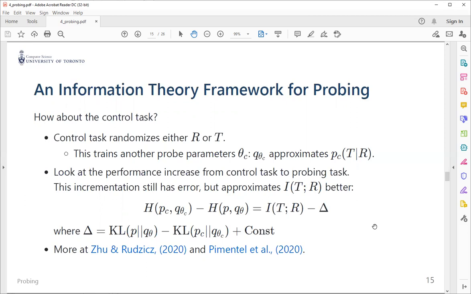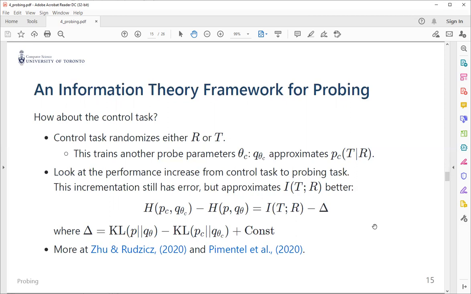We showed that selecting the models, as long as you are doing the control task, whether you are selecting from the random control task or control features, are basically equivalent as long as you are randomizing in the correct manner. Because if you're randomizing either R or T completely, you cut the causal chain from R to T.